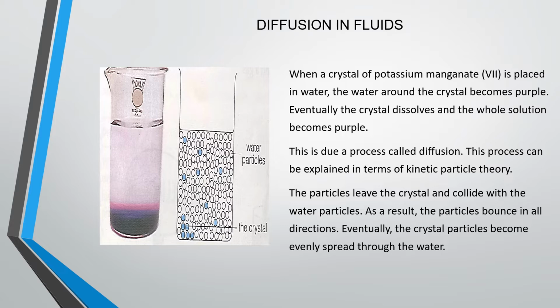Diffusion in fluids. In the diagram, you can see a crystal of potassium permanganate put into this container of water. This diagram represents the arrangement of water and crystal particles in this beaker. When a crystal of potassium permanganate is placed in water, the water around the crystal becomes purple. Eventually, the crystal dissolves and the whole solution becomes purple.